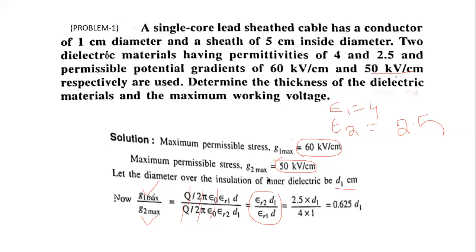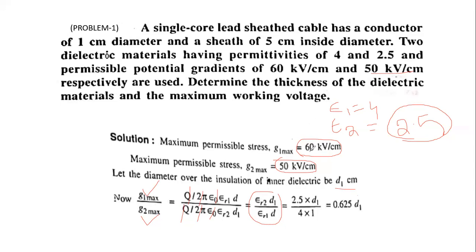Therefore, the formula for G1 max by G2 max is epsilon R2 D1 by epsilon R1 D, where epsilon 1 is equal to epsilon R1, which is 4, and epsilon 2 is equal to epsilon R2, which is 2.5. Then we substitute all the values in this formula to obtain G1 max by G2 max.